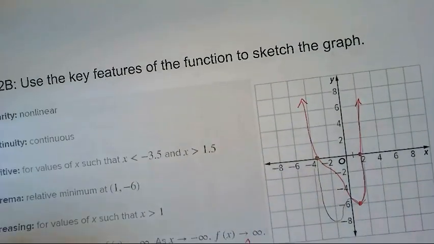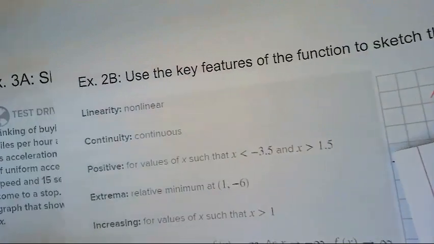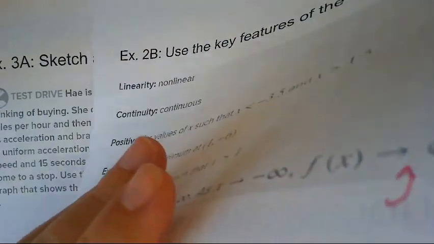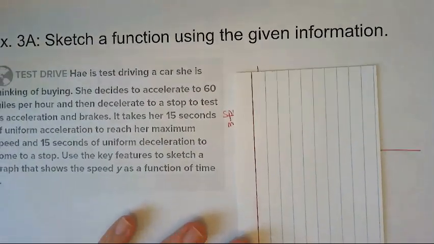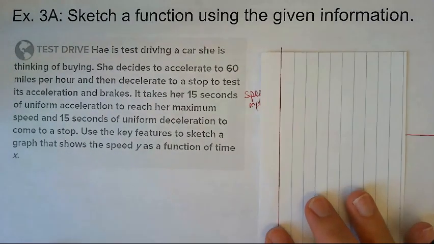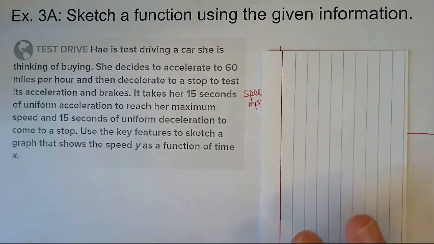Okay, then the last example is just doing a real world example, but doing something similar where you're trying to make sense of it. So here's the scenario. Hay is test driving a car she is thinking of buying. She decides to accelerate to 60 miles per hour and then decelerate to a stop to test its acceleration and brakes. It takes her 15 seconds of uniform acceleration to reach her maximum speed and 15 seconds of deceleration to come to a stop. Use the key features to sketch a graph.